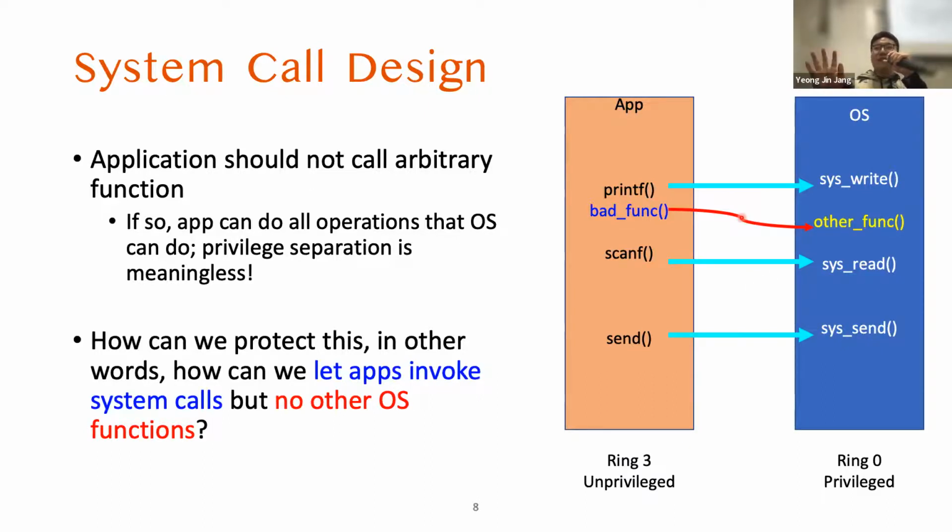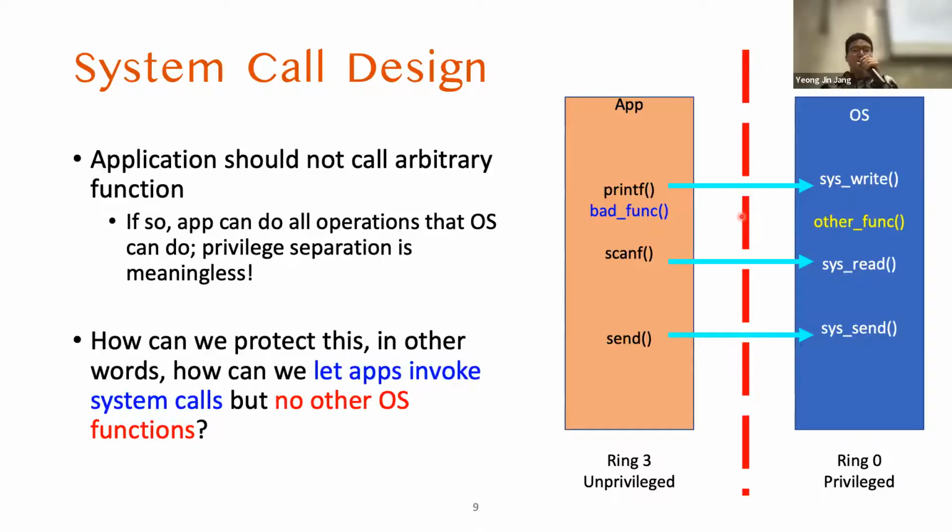So conceptually, what we need to implement is something like this. The operating system should only open the door for system calls, not for calling arbitrary functions, blocking all this kind of access from ring 3. Any questions?